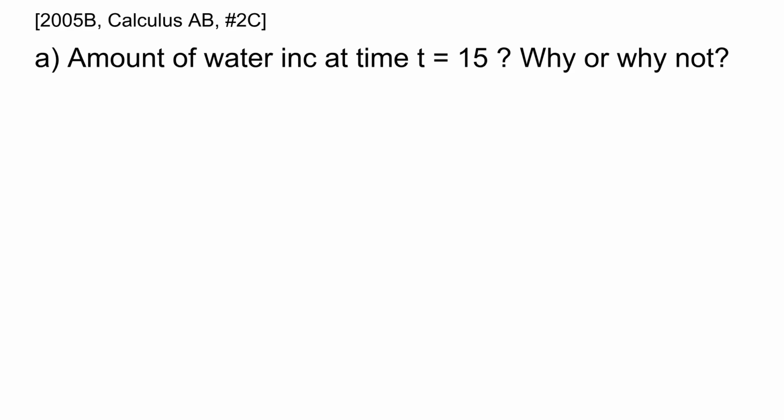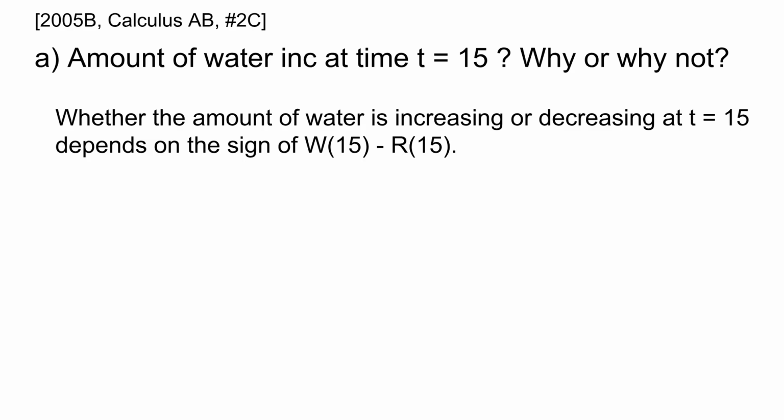In part A of this question, we are asked if the amount of water is increasing at time t equals 15 and to provide a reason why or why not. Whether the amount of water is increasing or decreasing at time t equals 15 is going to depend on the sign of the value of W of 15 minus R of 15. Right? We have water coming in and water leaving, and those two are working against each other. So we're going to figure out which one's kind of winning at t equals 15.